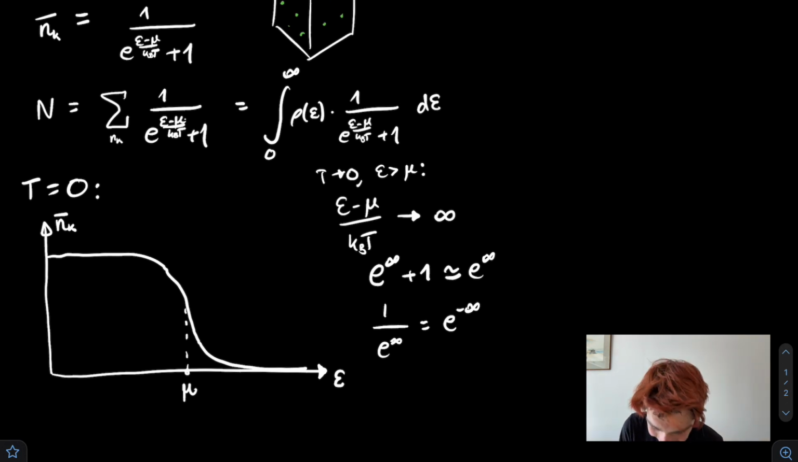Anyway, we're going to do it in blue. So here we have what we think is going to be the case for epsilon being greater than mu. So what about the other case?